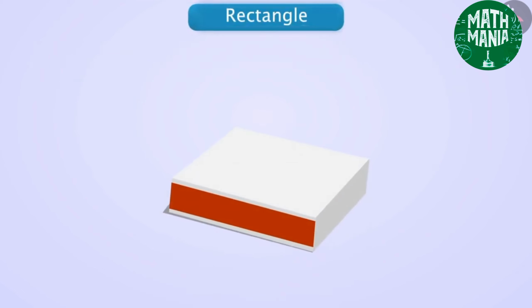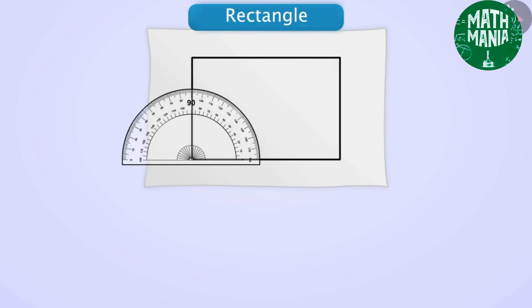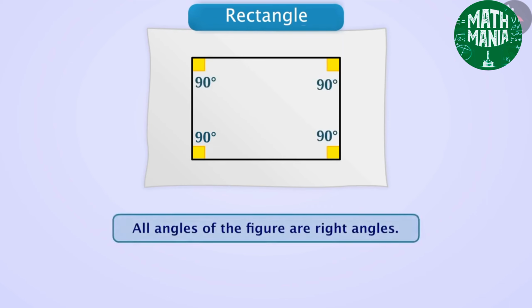Rectangle. Take a matchbox and observe any one of its flat surfaces. You will see a quadrilateral. Place it on a paper and draw its outline. Now find the measure of each angle with the help of a protractor. You will find that each angle is 90 degree, which means that each angle in this figure is a right angle.